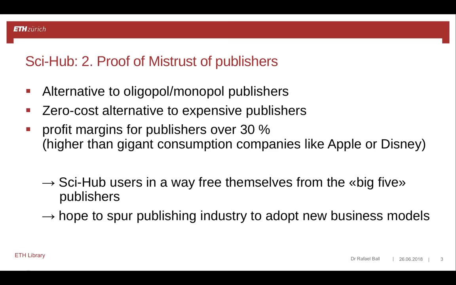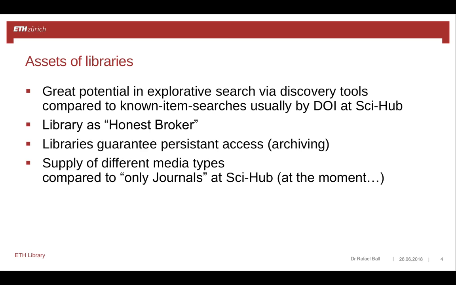And this is what we have to discuss, because there are a lot of implications from the institutional side we have to think about. And I take my last slide: a great potential in exploring search via discovery tools compared to the known item search, usually by DOI. So there are assets for libraries which Sci-Hub does not have.